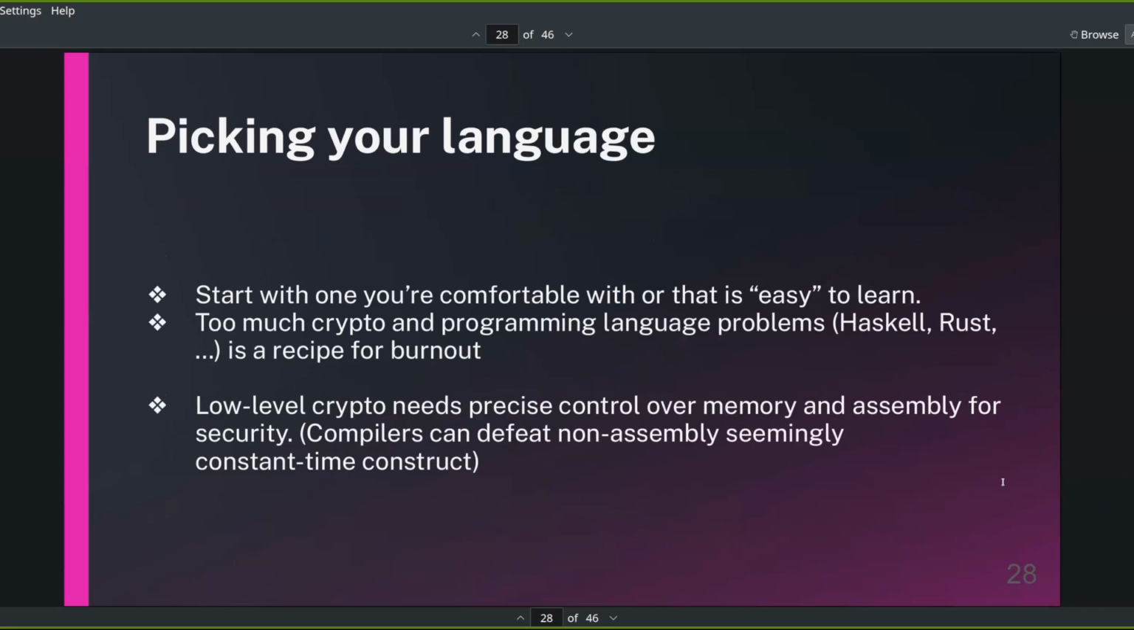And last but not least, picking your programming language. So sure, yeah, you can list this. I'll mute everyone.